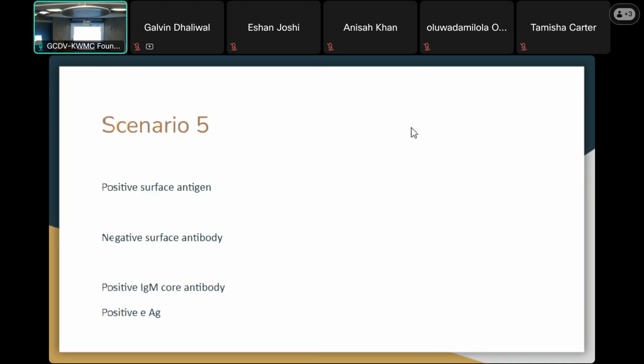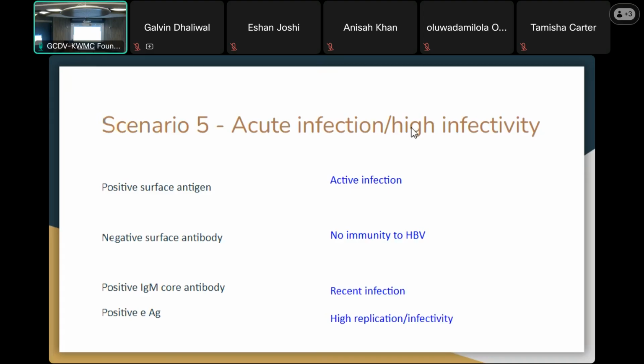Okay. Next scenario. So positive surface antigen, active infection, negative surface antibody, not immune, positive IgM core antibody. So what kind of active infection is it? Acute. So acute IgM core. So acute hepatitis. And then positive e antigen. What did e antigen mean? Infectivity. So high infectivity. So acute infection with high infectivity.